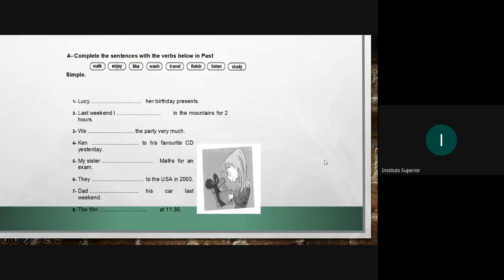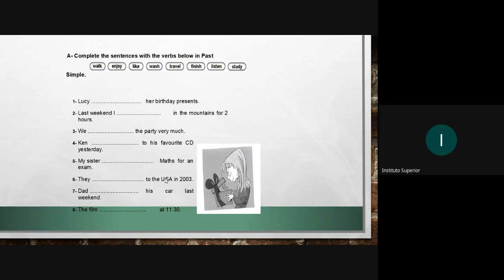Excellent. Let's keep you moving. I have more practice. Profe, más práctica, de verdad. Claro que sí. I just need to be clear that you know what you're doing. So let's look at this one. Complete the sentence with the verb below in past. Here we have some verbs, and I want you to help me out with this: walk, enjoy, like, watch, travel, finish, listen, and study. Now help me out with number 1. What do you put on number 1?